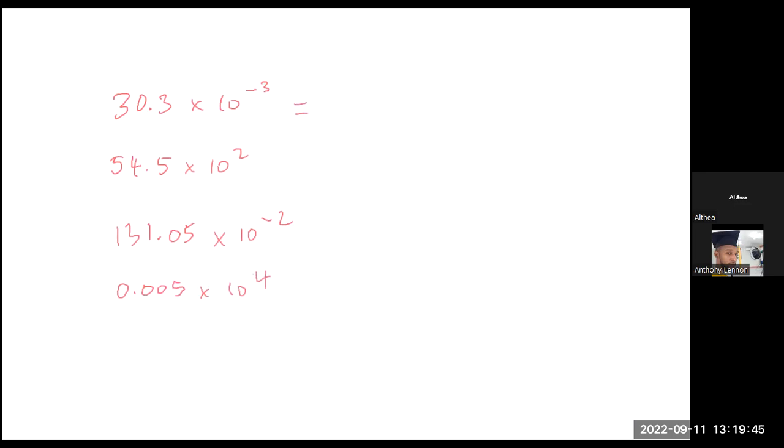All right. Write these in ordinary numbers for me. Give me the answers to these. Ready? 1, 2, A, B. The first one: where would we move the point? Negative, to the left. So how many places? 1, 2, 3. So it will be 0.0303. Good. And we can put a 0 here, so this point doesn't run away.